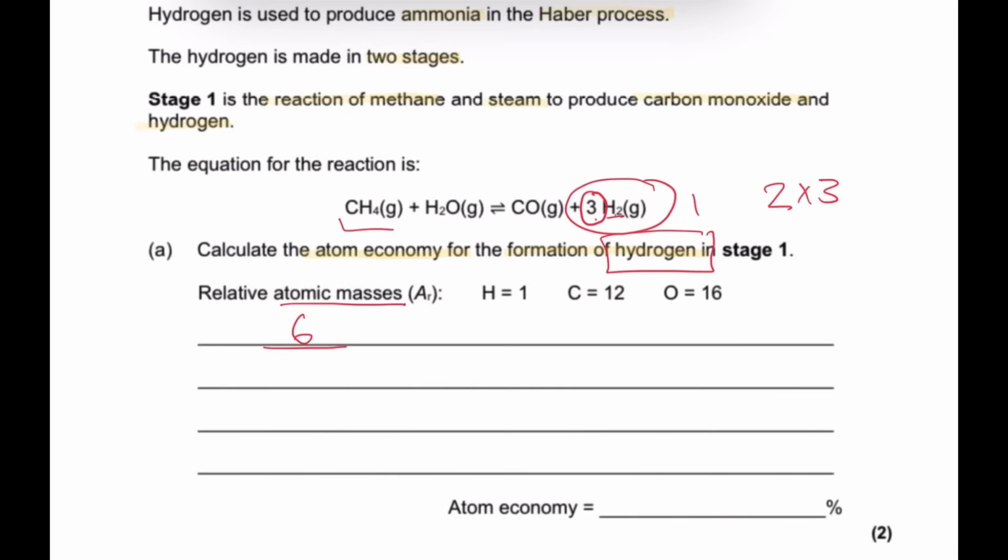Now we have to divide it by the atomic masses of all of the reactants added up together. We have our C, so that's 12. Plus 4 hydrogens, so 1 times 4, that's 4. We add this with 2 hydrogens, so 2. And we add this with an oxygen, which is 16, so plus 16. All of this will equal 34. So we divide by 34, and atom economy, we can see over here as a hint, it is a percentage. So we times it by 100, and our answer would be 17.6%.